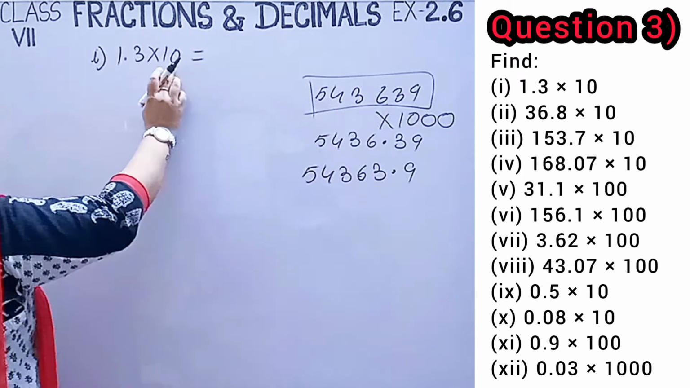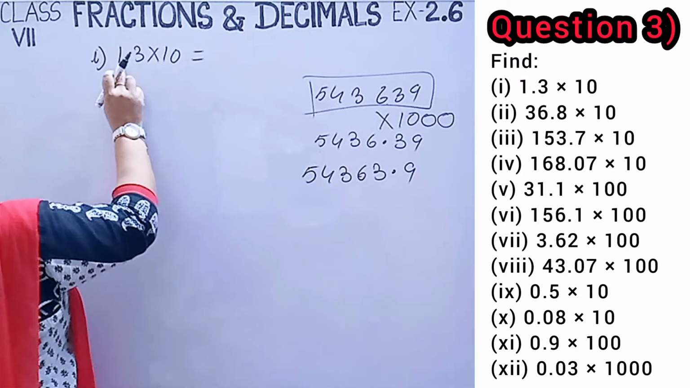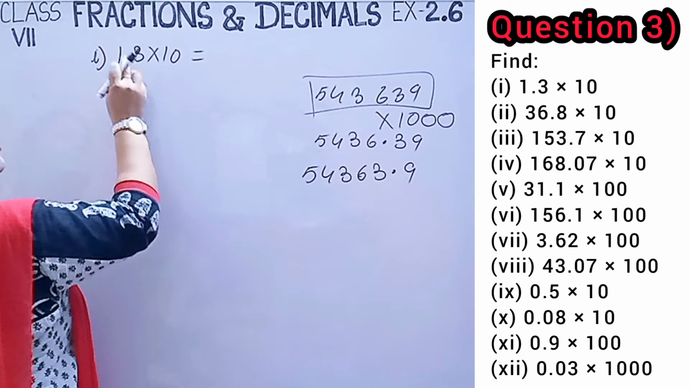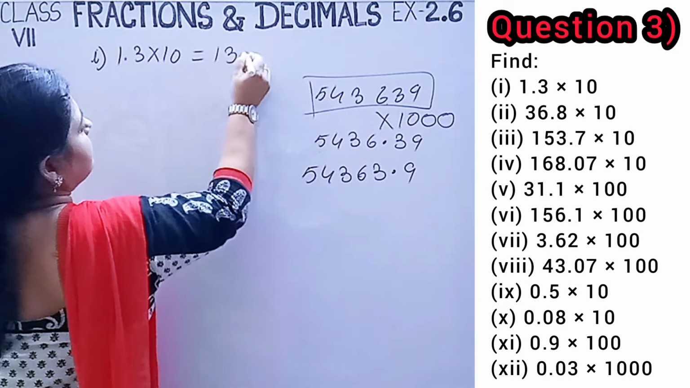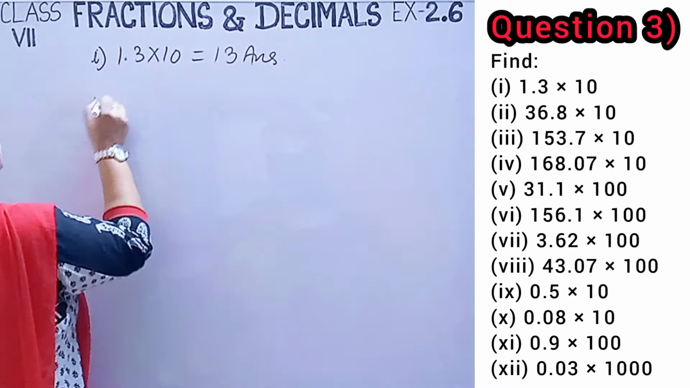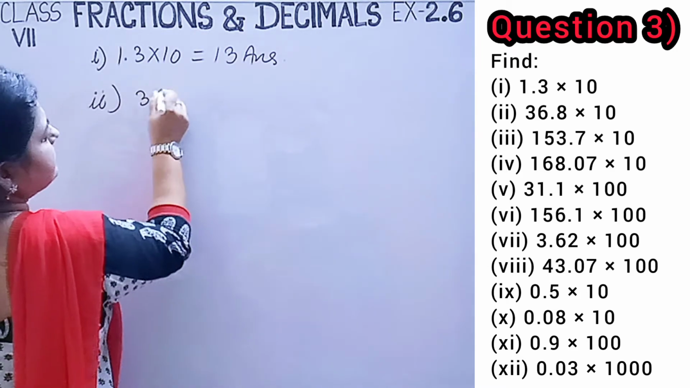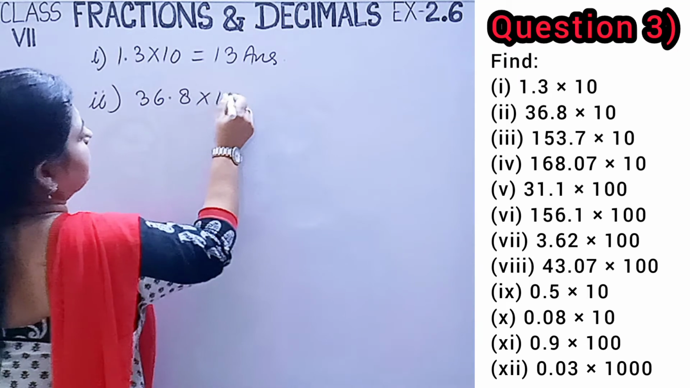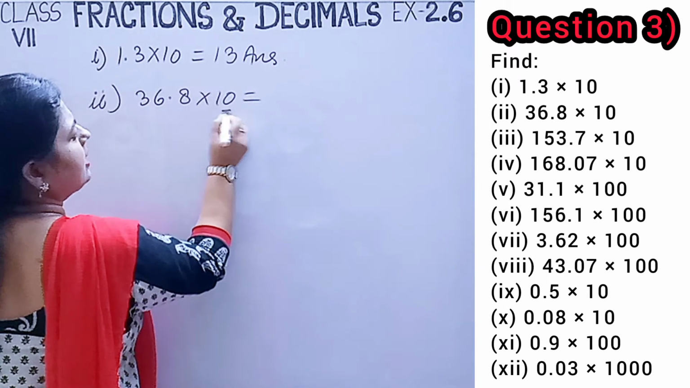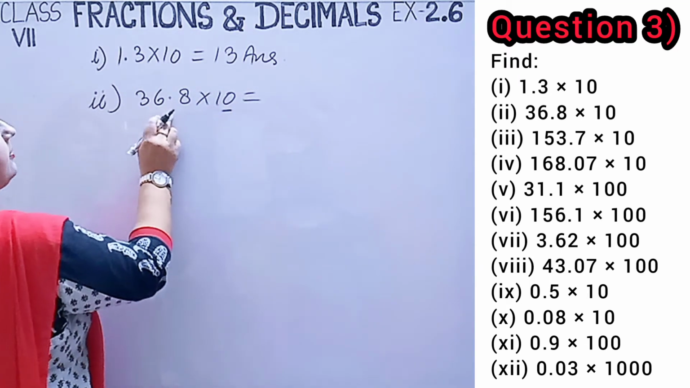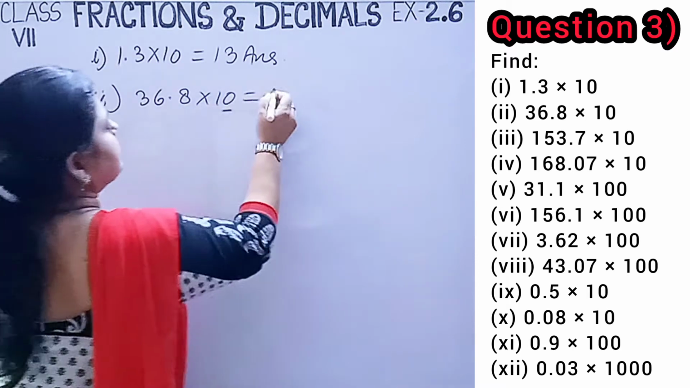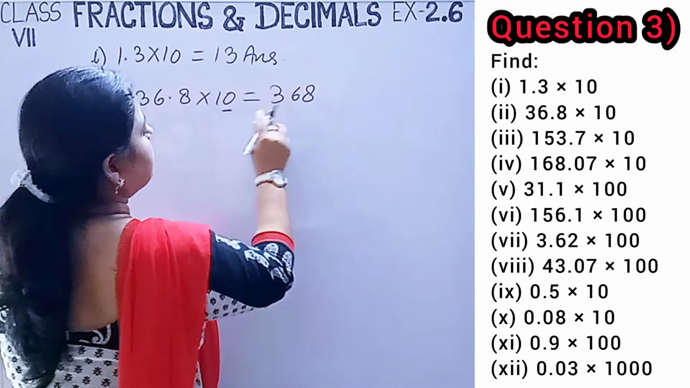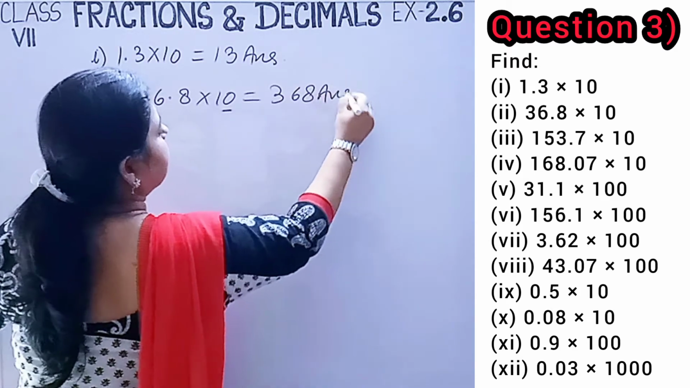So here we have only 10. It means this decimal will shift from left to right by one place. So answer will be 13. Part 2, 36.8 into 10. So here we have only one 0. We have to shift this decimal point from left to right by one place. So 368 is answer.